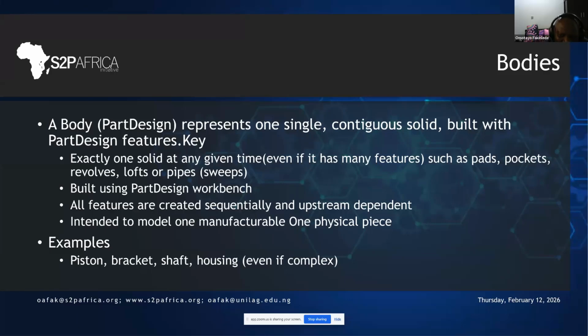If you do a lofting or pipe, whatever, the final product of a body design is called the tip solid, and that is the only body that remains at the end. That is how bodies are done. This is the last object. It is built using the part workbench. All features are created sequentially and upstream dependent. Examples: piston, bracket, shaft, housing, even if complex, are bodies. They can be a single body. A single body has a single contiguous solid built with part design features. We will explain that in practice soon.